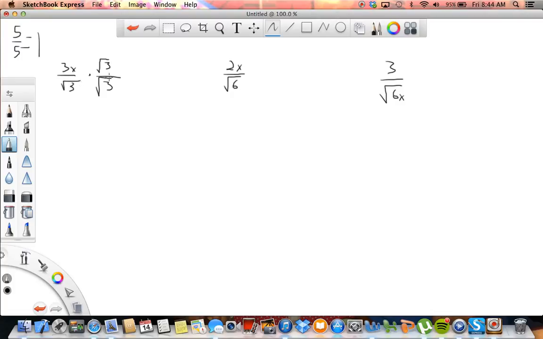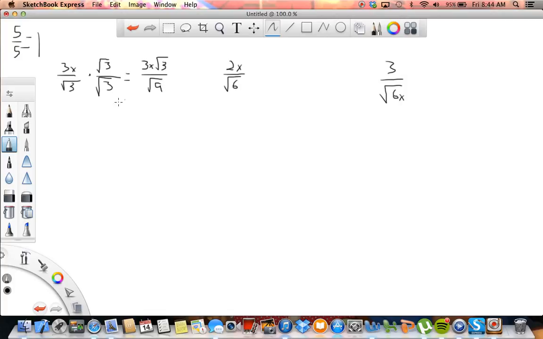So what we're going to do now, we're going to multiply straight across the top and then straight across the bottom. So let's go ahead and do that. The top part's nice and easy. That's just going to be 3x square root of 3. All you really do on that top part is just kind of squish them together in this case. Divided by, now square root of 3 times the square root of 3. What does that leave me with? The square root of 9.